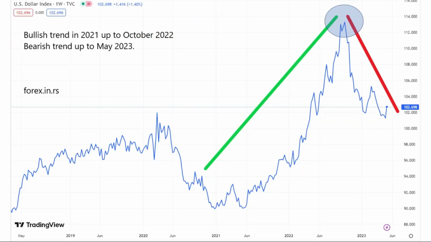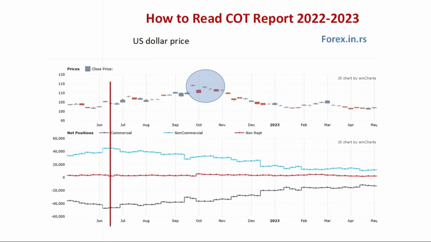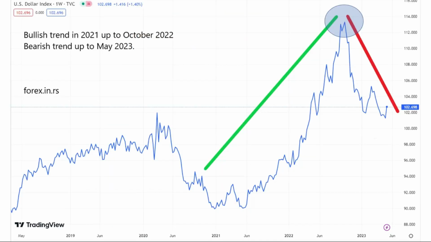Just to see on the chart what happened: we had a bullish trend. You see the circle, the same circle on this chart. And now you can see that we are in a bearish trend for the US dollar since October 2022. You can see that Euro dollar, British pound dollar, Aussie dollar, Kiwi dollar, all these currency pairs recovered from very low points in the autumn of 2022. So right now we have a bullish trend, and on the long-term chart you will see the bullish trend for all these currency pairs and the weak dollar.